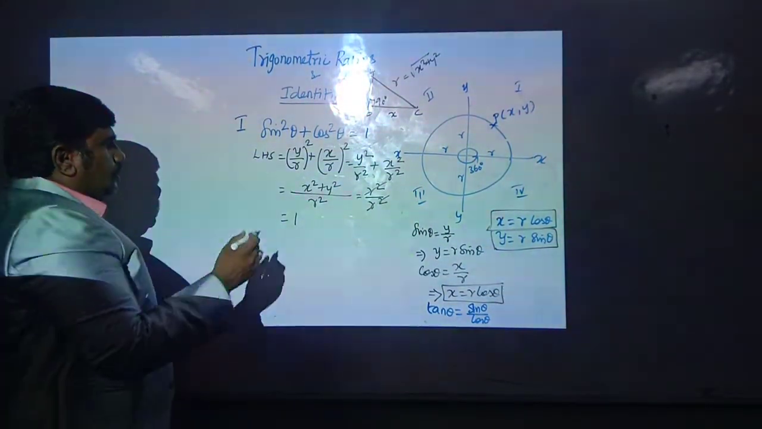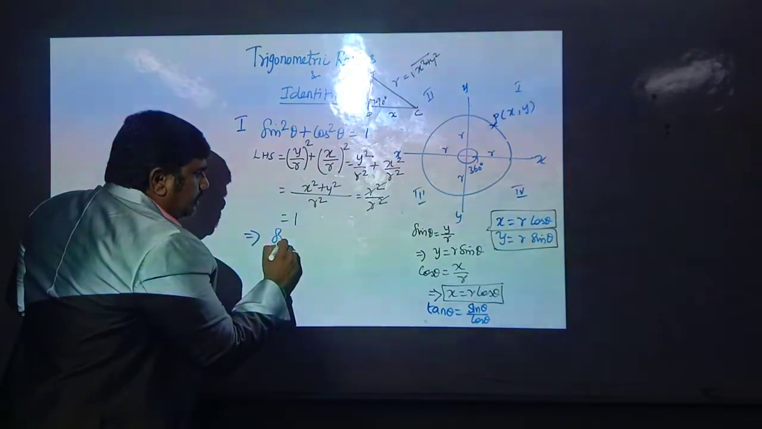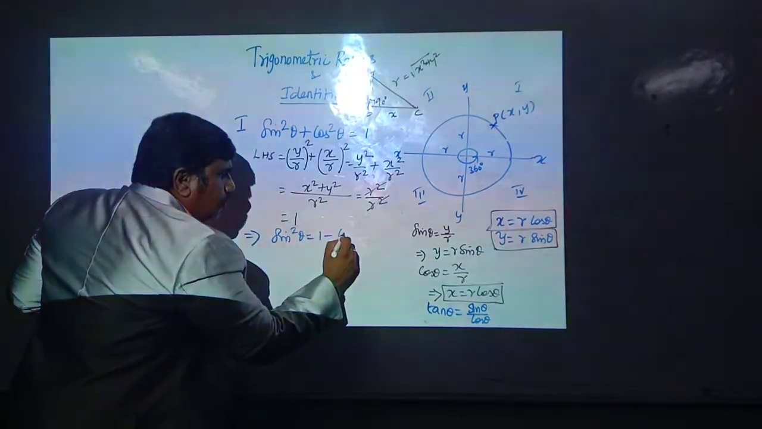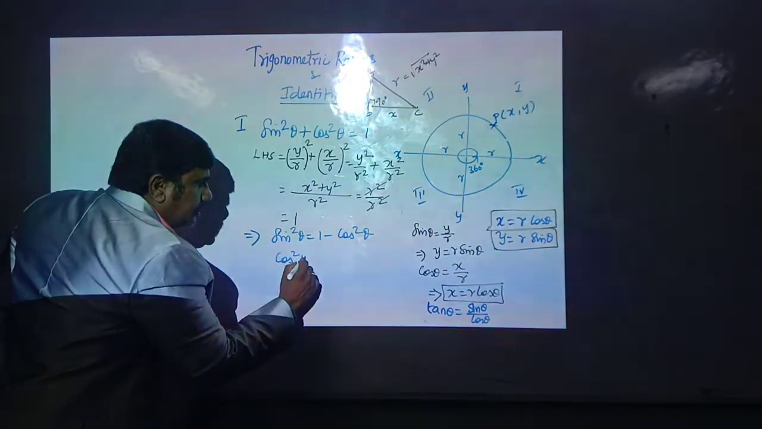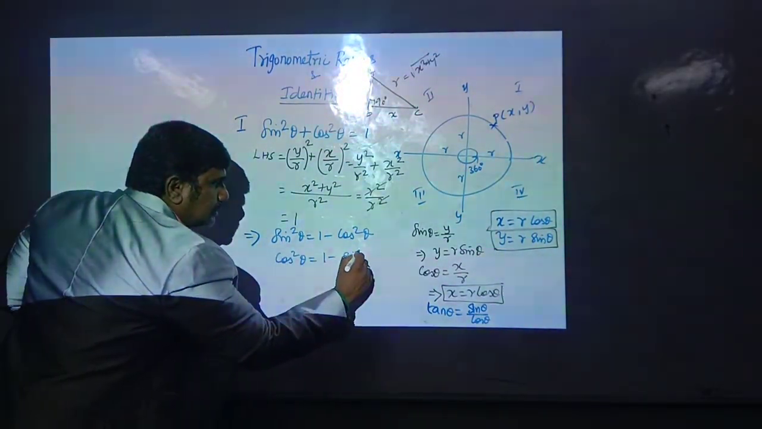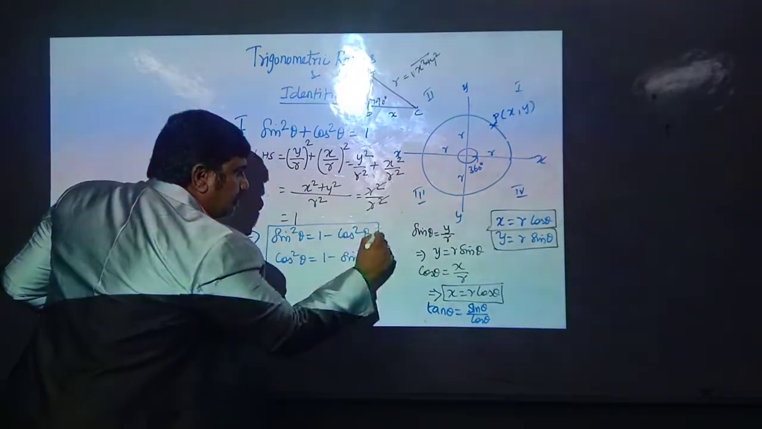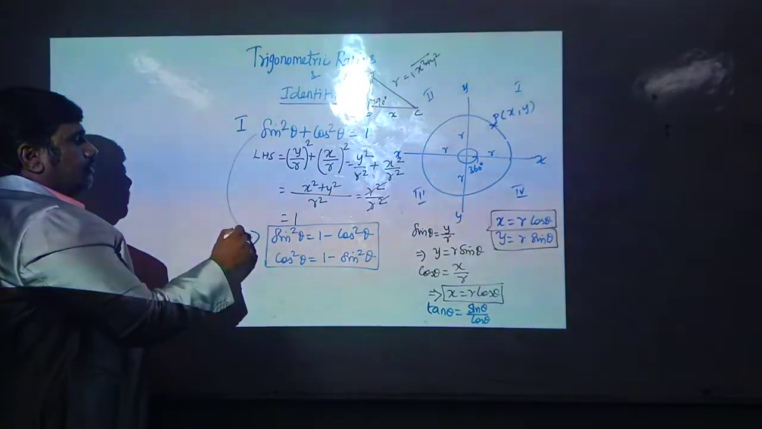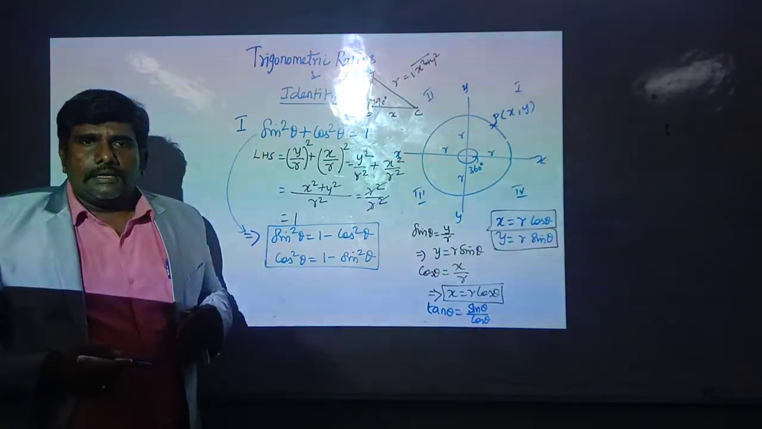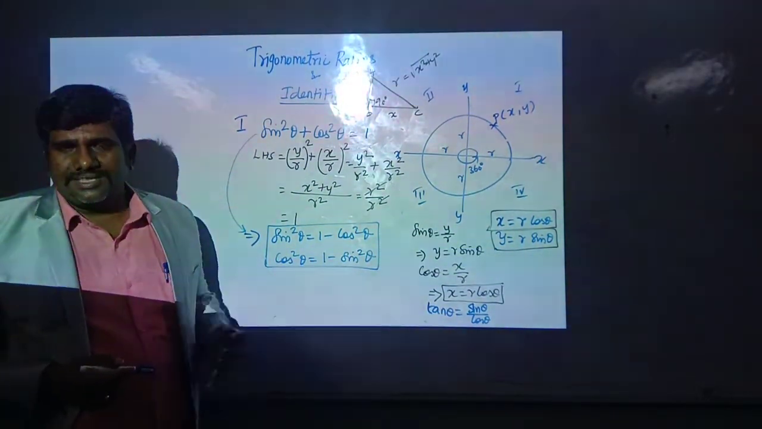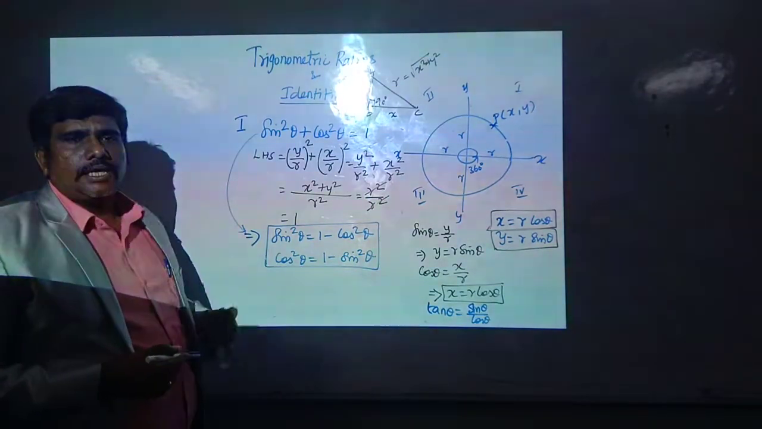From this we can write sin square theta equal to 1 minus cos square theta, and cos square theta equal to 1 minus sin square theta. These are the various forms of the first identity, because sometimes we may need to write sine in terms of cos or cos in terms of sine. In that case you can use these two.